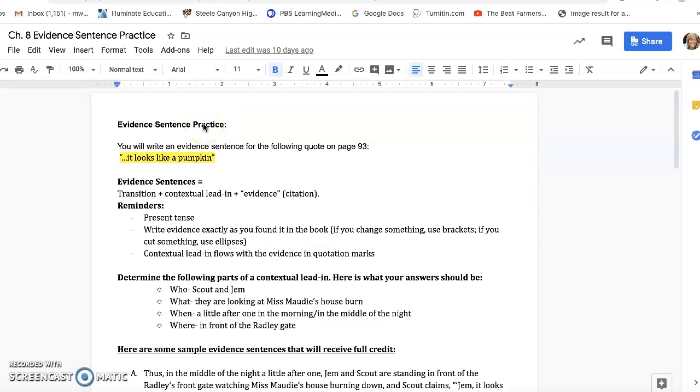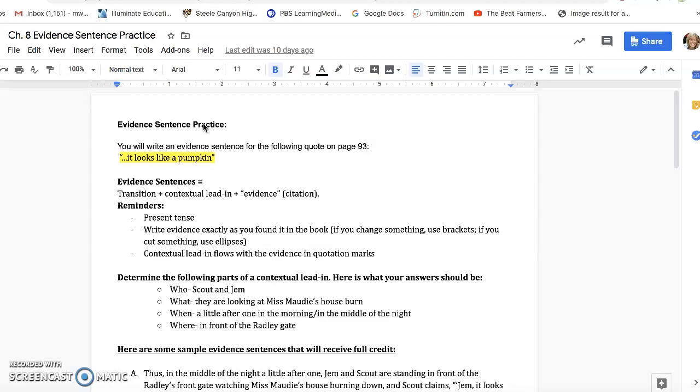Good morning, everyone. Today is Thursday, March 26th, and I am sitting in my living room. It's about 6:30 in the morning, and it's raining up here in Alpine. I don't know what your weather looks like down where you live.